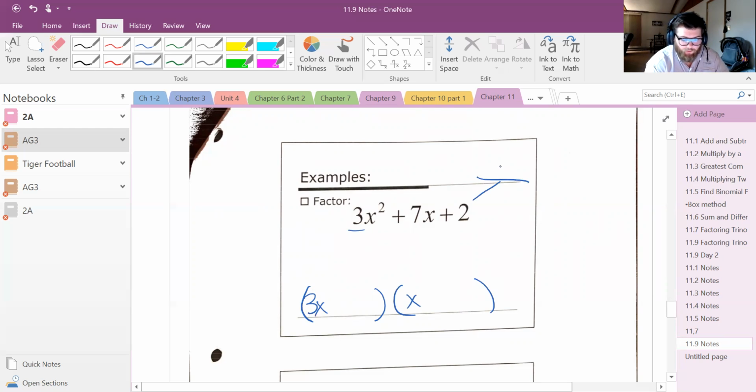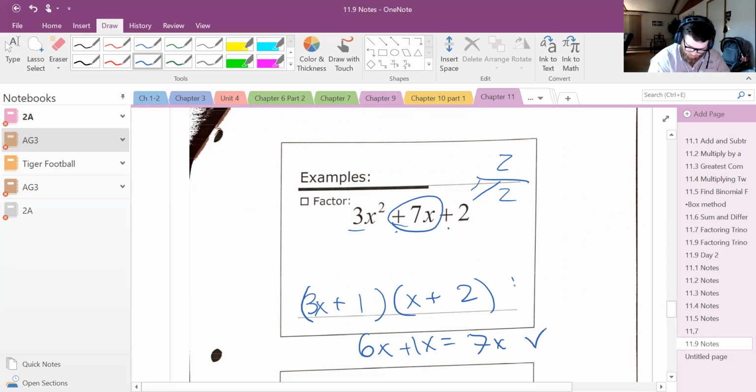Next, I need to figure, well, we just did this one. I literally just told you this would be the wrong answer in the last problem. It's going to be the right answer in this problem. Okay, so I need to get to 7x. I have positive, so I know both the signs are going to be positive. So instead of the 2 being here like it was last time, we're going to put it here. 3x times 2 is 6x plus 1 times x, which is 1x, 7x. That's what we want.